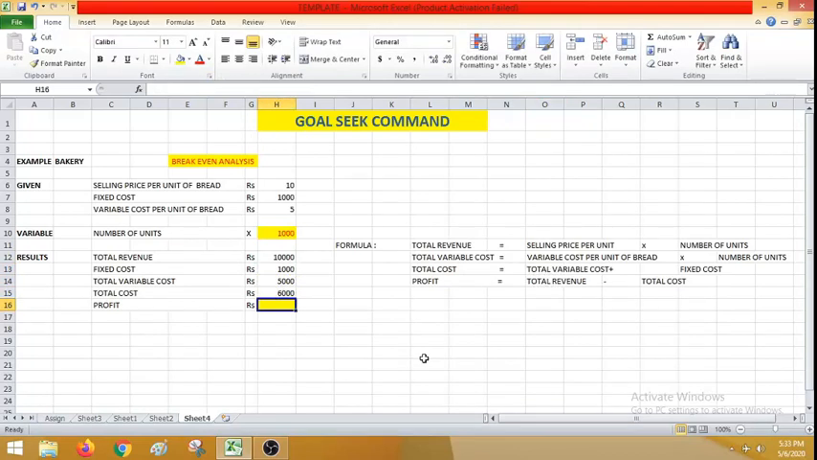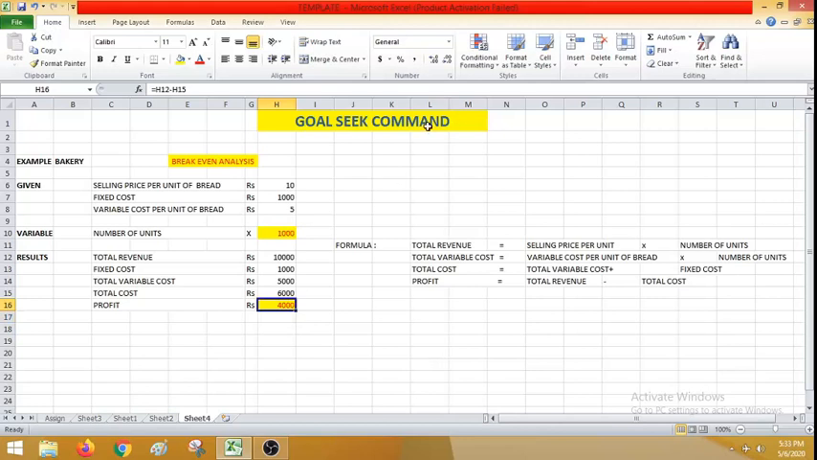So what is going to be the profit? Profit is total revenue minus total cost. So this is equal to total revenue minus total cost. So if you sell 1000 units on a day, that is 1000 bread on a day, you will be getting a profit of 4000.